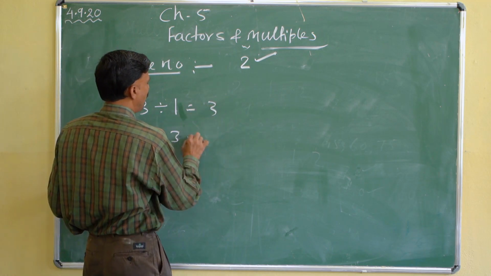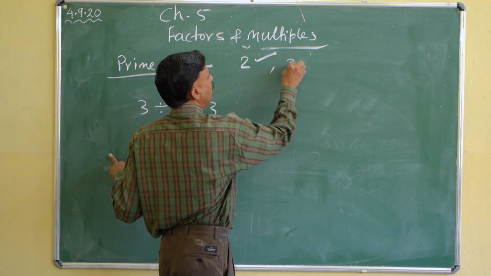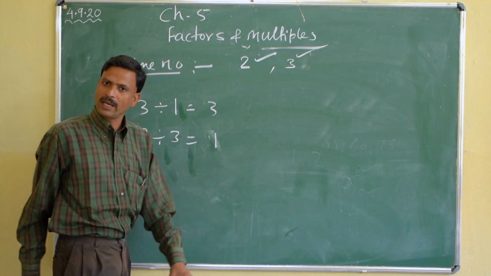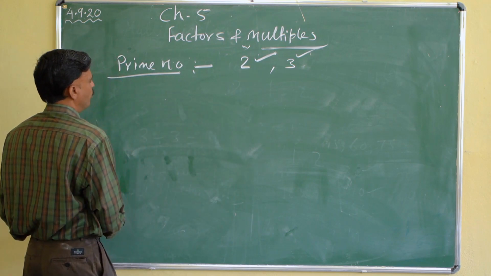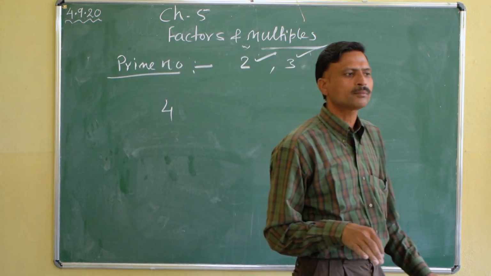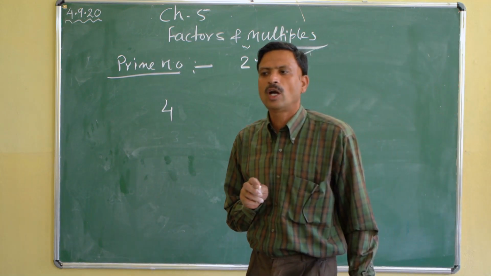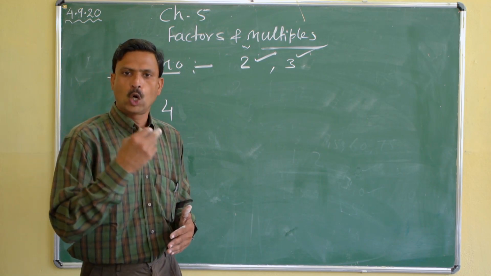Okay? So 3 is divisible by 1 and itself. That's why 3 is also a prime number. Right now, but after this, we'll take 4. Suppose we are taking 4. So is 4 a prime number? No. Why is 4 not a prime number? Because 4 is divisible by 2 also.